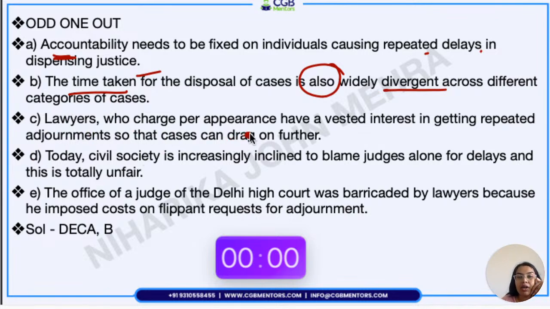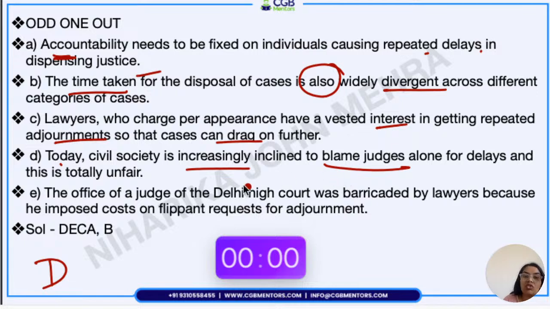Lawyers who charge per appearance have a vested interest in getting repeated adjournments, so the case can drag on further. Now, this is an allegation. Okay. Today, civil society is increasingly inclined to blame judges alone for delays, and this is totally unfair. So, D can be a good beginning. So increasingly inclined a society जो judges को blame करती है.